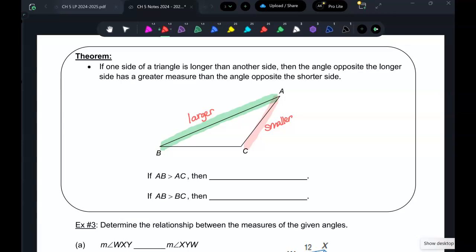So take a look at AB. What angle is opposite AB? C. So then I know the measure of angle C has to be greater than. Okay, what's opposite AC? B. B is opposite.